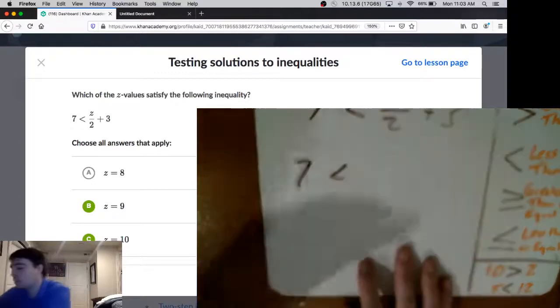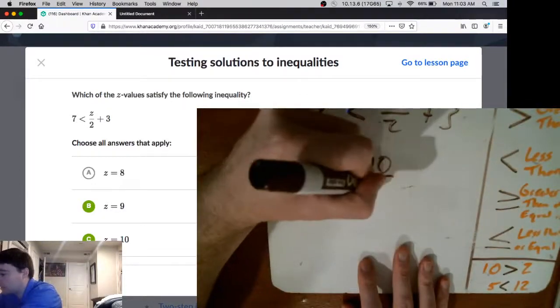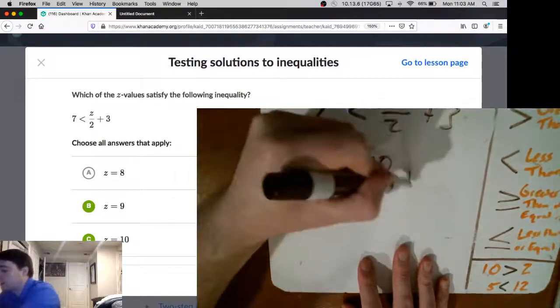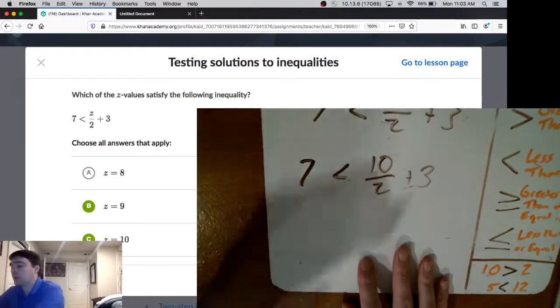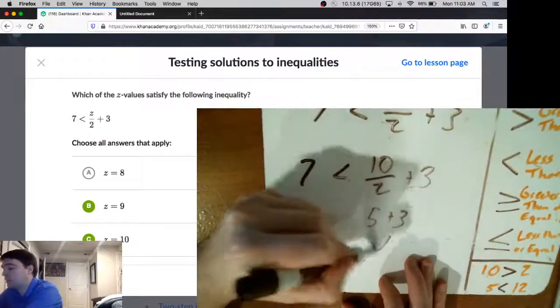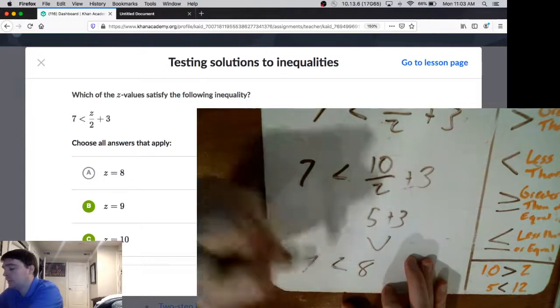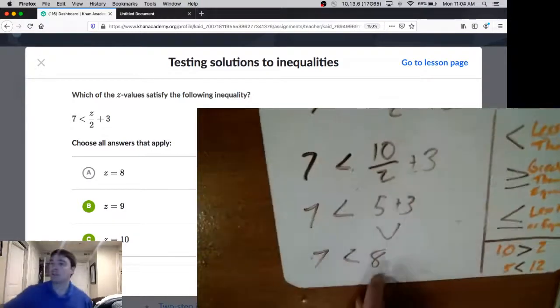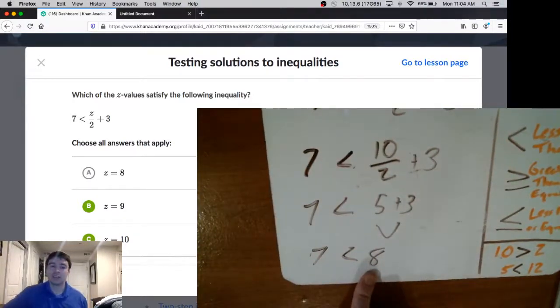But at this point, I should be recognizing, well, if 9 made the right side bigger than the left side, then 10 is also going to make it bigger. 5 plus 3 is going to ultimately give us 8. So this confirms my prediction. Yes, if z equals 9 works, it turns out z equals 10 is also going to be one of the solutions to this inequality.